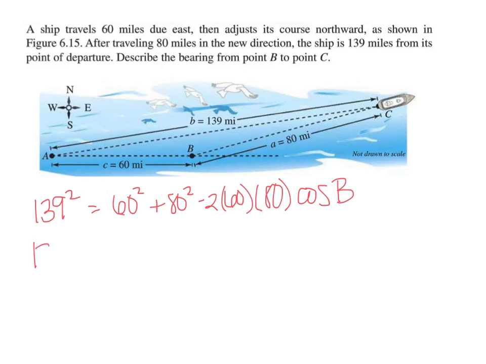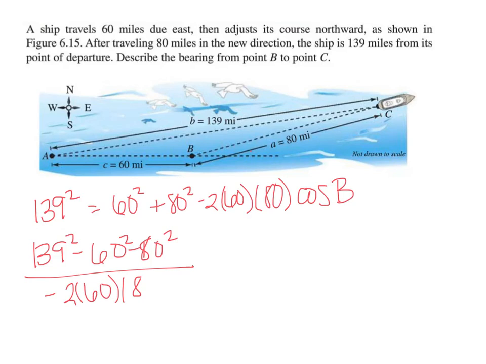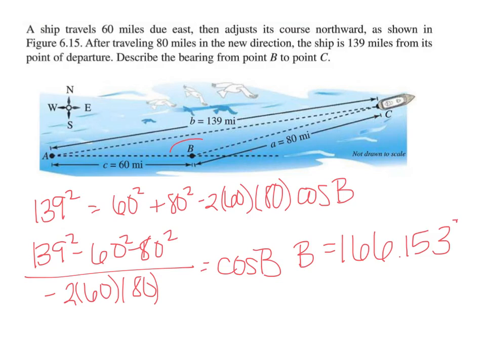So in my calculator, I'm going to be putting in 139 squared minus 60 squared minus 80 squared divided by negative 2 times 60 times 80, and that's going to equal cosine B, so I'm going to have to inverse cosine that number. And we come out with an angle B equal to 166.153 degrees. So we found this inside angle.